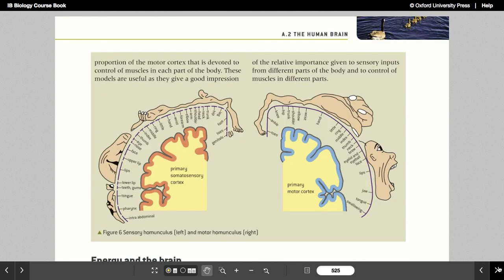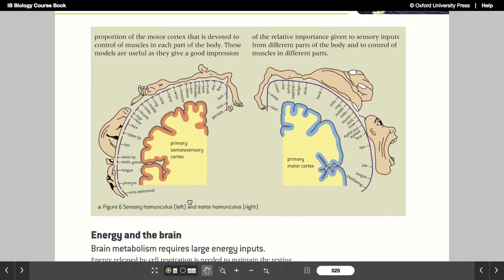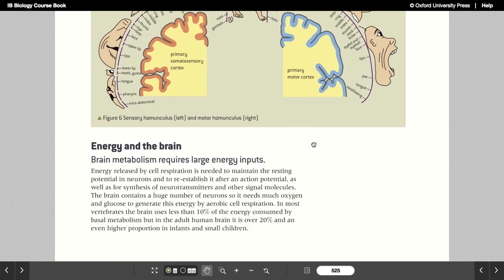And we're just looking at the parts that are dedicated to your different body parts. So for sensing, we can see that your lips and your face in general take up a lot of space. And then your fingers take up a lot of motor space, which is why our hands are really good at fine motor coordination. And our toes are not as great at fine motor coordination because they get a much smaller chunk of the homunculus. But this shouldn't be super important. The green stuff is not super important.